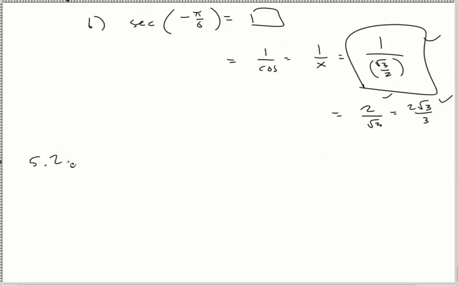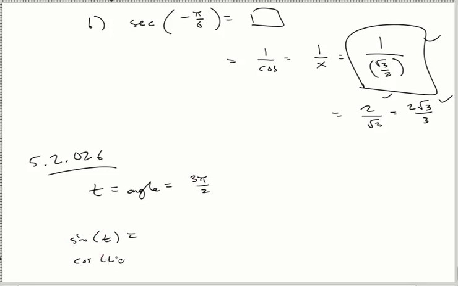So we got 52026. I got t, again theta, my angle, is equal to 3 pi over 2. And they want to know, what is the sine at t? What is the cosine at t? What's my tangent at t?